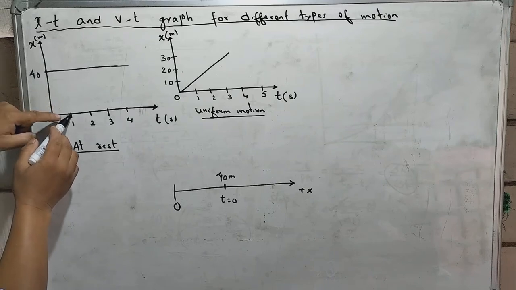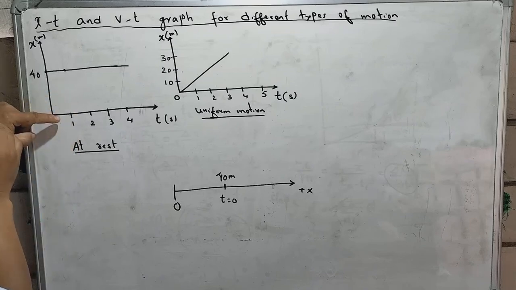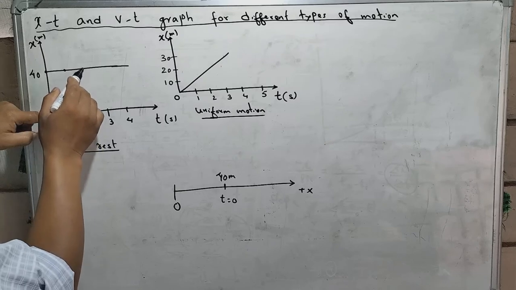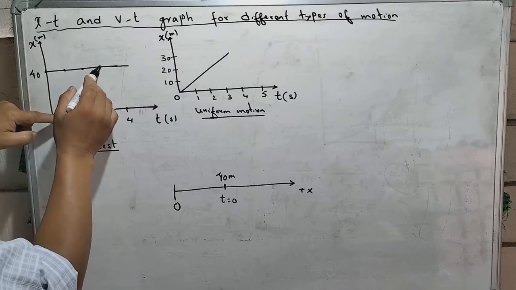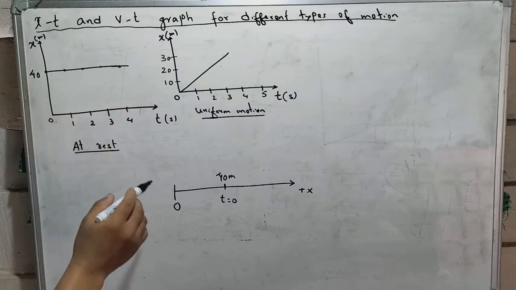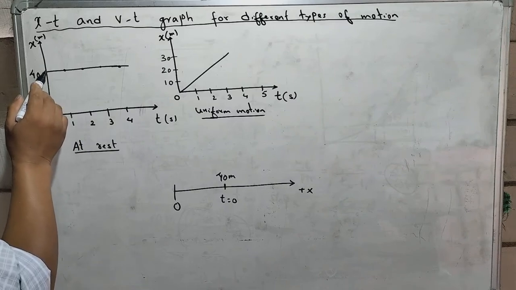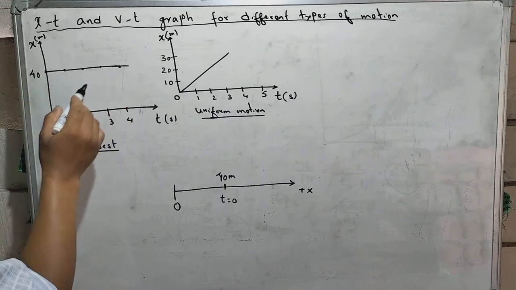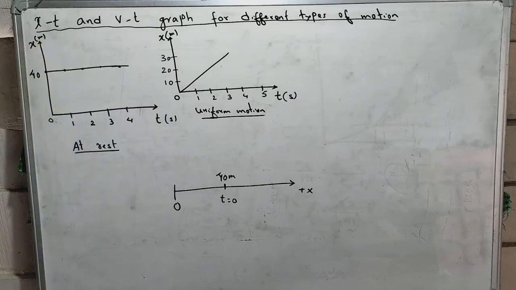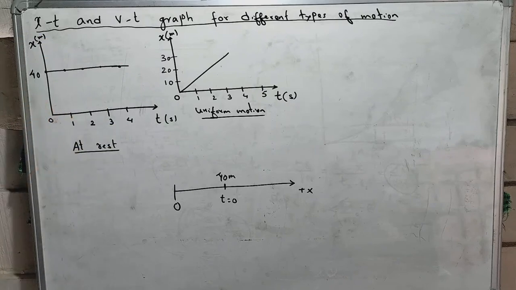When the time is 1 second, the body is again at 40 meter because it is at rest. At 2 seconds, again 40 meter. At 3 seconds, 40 meter. At 4 seconds, 40 meter. So the body does not change its position with time. In that case, if you join all these points, you will get a straight line parallel to the time axis. So this is the position-time graph for a body at rest.